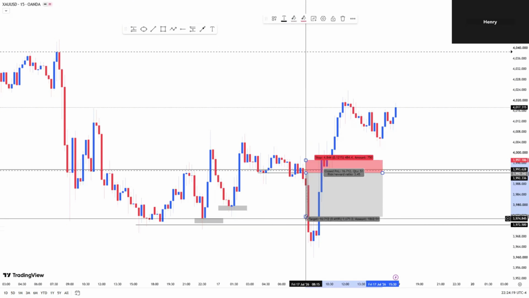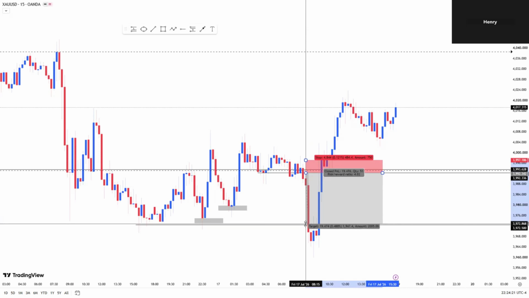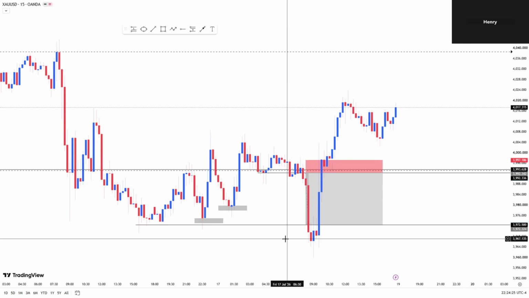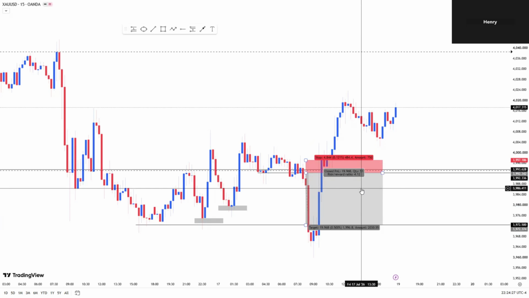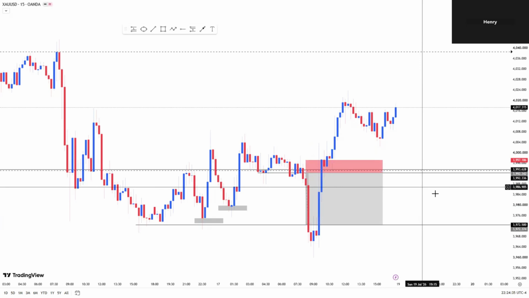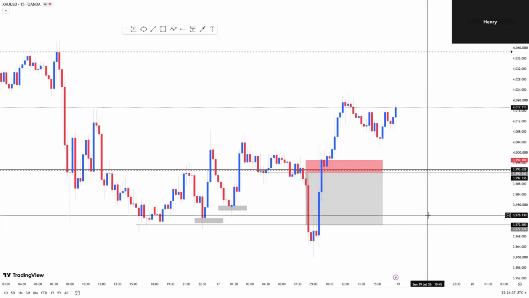And where is your TP? You're TPing for the newly created low, right? As simple as that. This is like a 1-to-4 risk to reward ratio, 1-to-5 even. As simple as that, right?